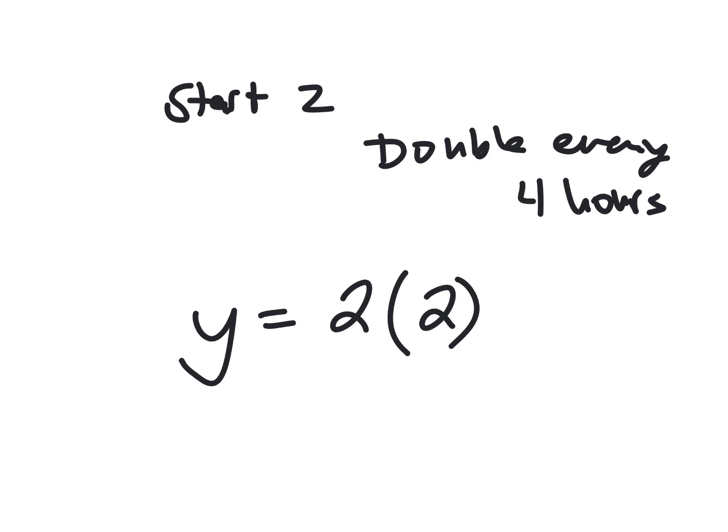You could have changed the 2 into a 1 plus 1. That would be just fine. But this is x over 4. If it doubles every 4 hours, you've got to put the over 4 here. Okay. What's similar to doubling except kind of the opposite?